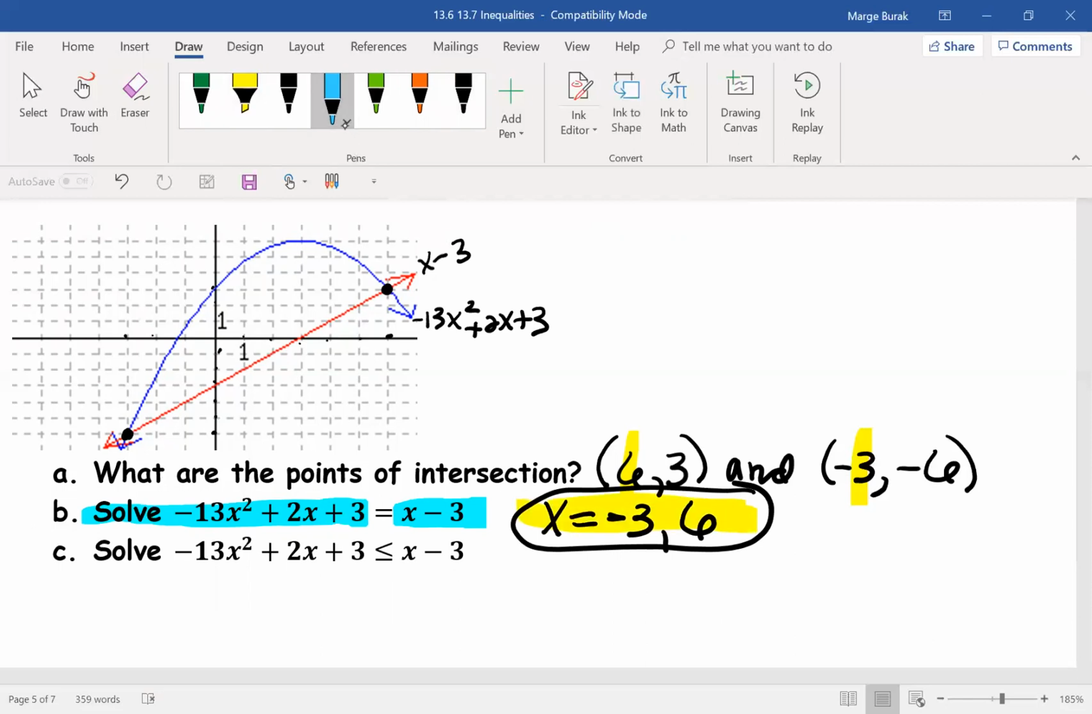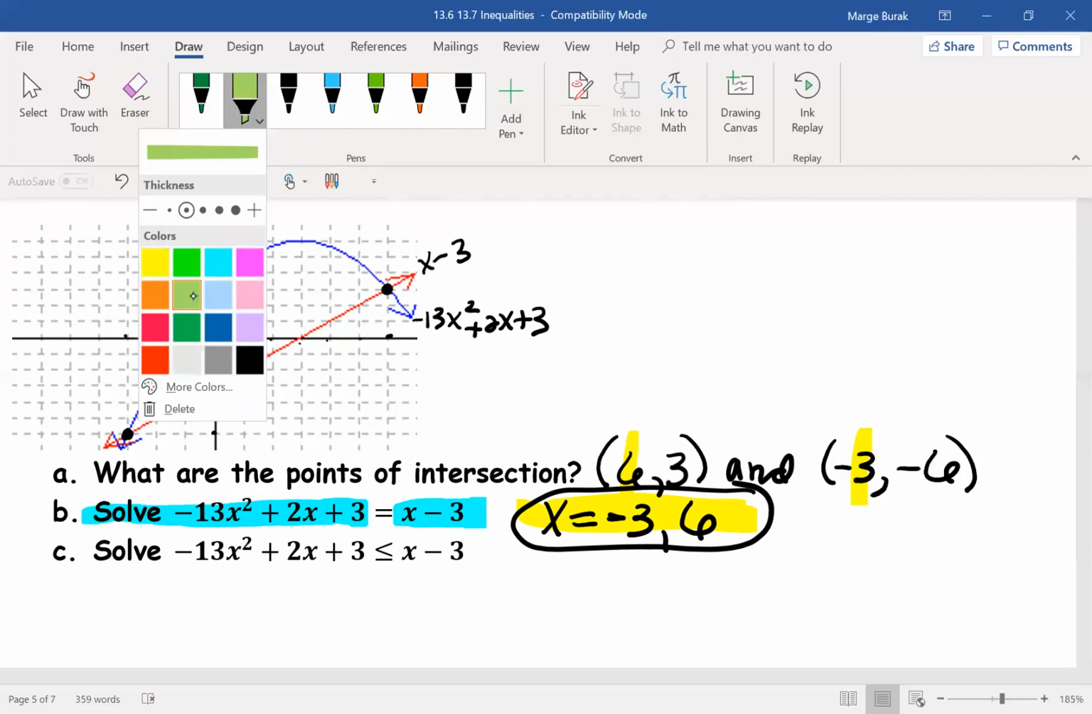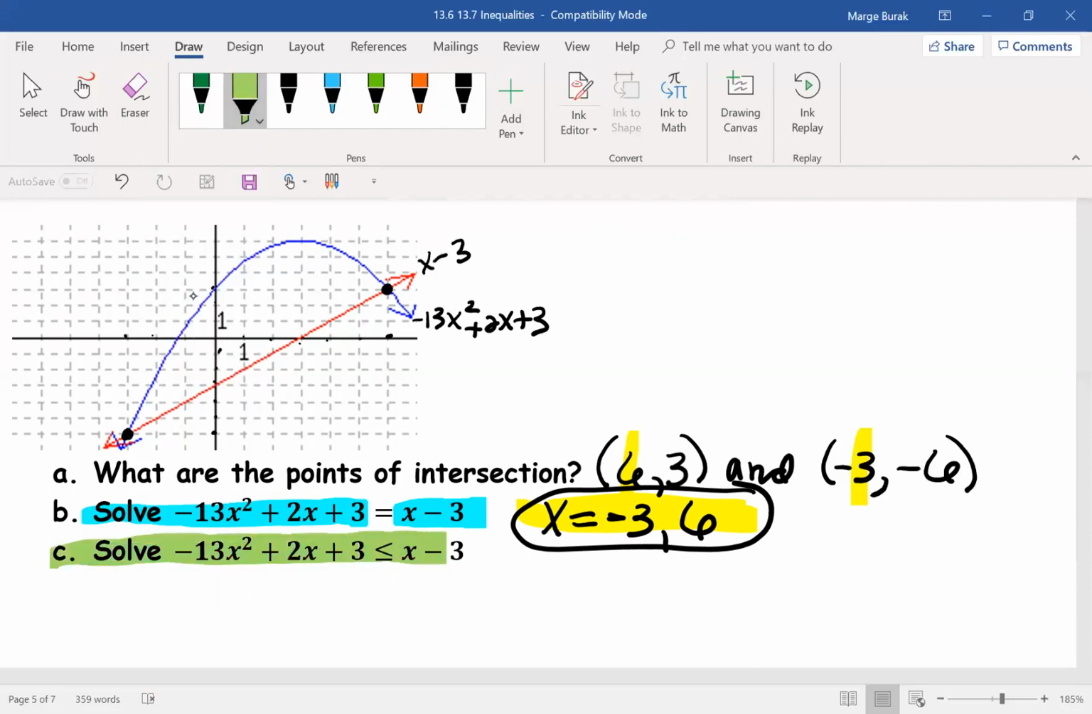next question is, where is that parabola less than or equal to that line? Where is the parabola less than or equal to the line? So it's clearly not up here. If you see here, the parabola is above the line. But boy, if you keep going this way and this way, the parabola is definitely below the line.